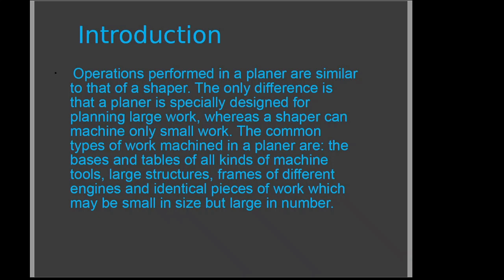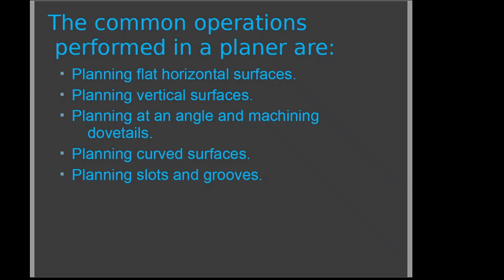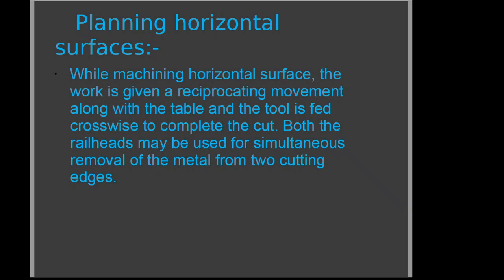Sometimes planer can also be used for mass production of small workpieces which are large in number. The common operations performed in a planer machine are planing of flat horizontal surfaces, planing of vertical surfaces, planing of angular surfaces, machining of dovetails, planing of curved surfaces, and planing slots and grooves. First one, planing of horizontal surfaces.